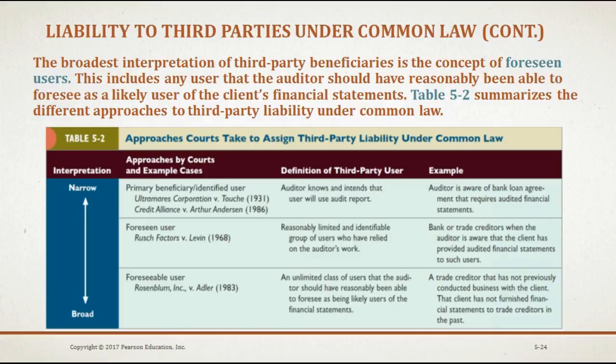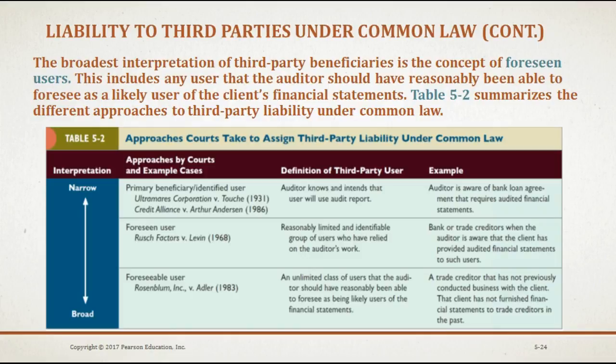In the legal case of Credit Alliance versus Arthur Andersen, the court's approach was to uphold the basic concept of privity established by Ultramares and stated that for an auditor to be liable, the auditor must know and intend that the work be relied upon, which must be evidenced by the auditor's conduct. The other approach used by the court is the Restatement of Torts. The Restatement rule is that foreseen users must be members of a reasonably limited and identifiable group of users who have relied on the certified public accountant's work, even though those persons were not specifically known to the certified public accountant at the time the work was done. An example of this would be the legal case between Rusch Factors versus Levin that we previously discussed in the preceding slide.